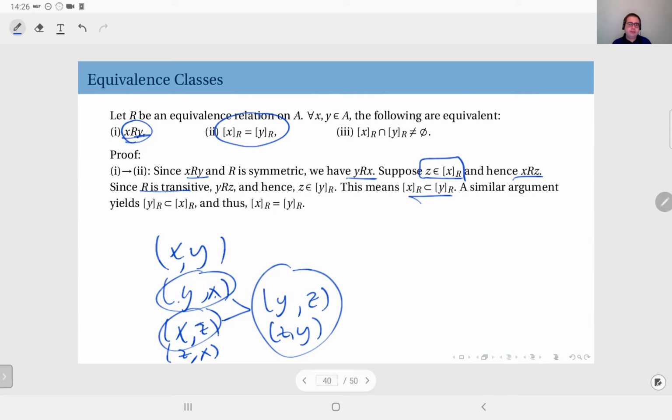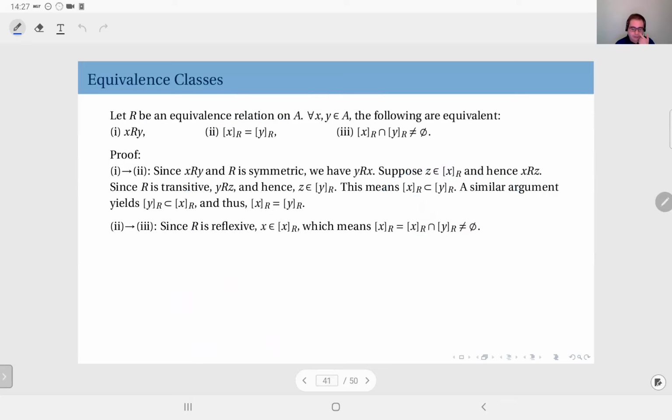Now, I can do the exact same thing the other way. So if I assume z is an element in the equivalence class of y, from this, I can arrive at the conclusion that the equivalence class of y is a subset of the equivalence class of x, and these two together will give me that they are the same sets, they are equal sets. Okay, so this one implies this.